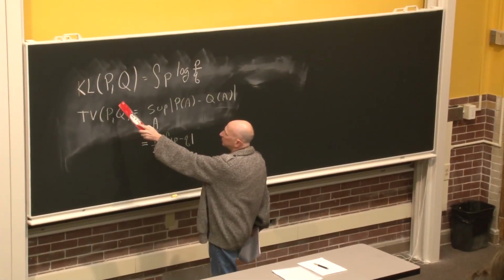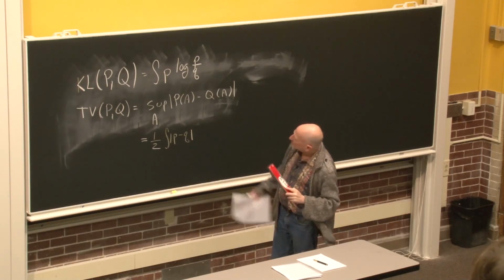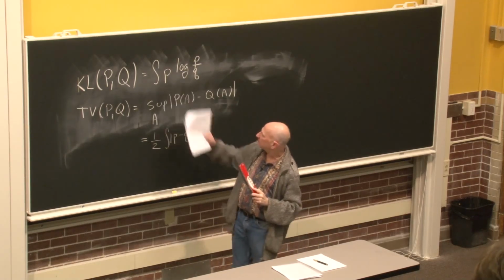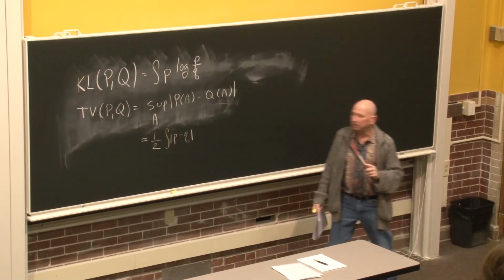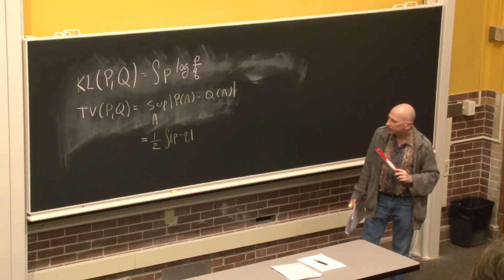The Kullback-Leibler distance between two distributions P and Q, which I'll express in terms of their densities. We've seen this many times, it is the integral of P log P over Q. That's going to turn out to come up in some cases.